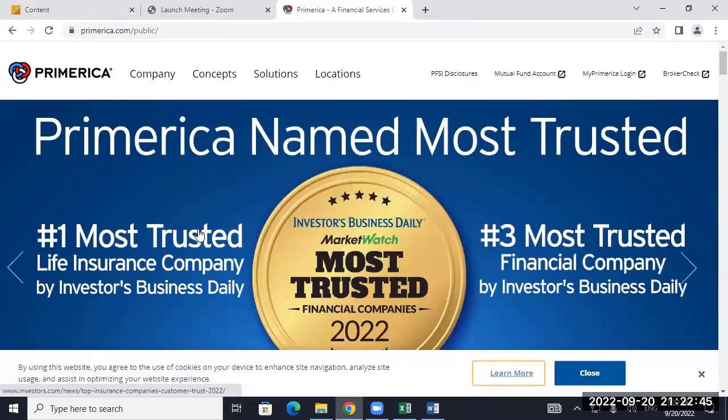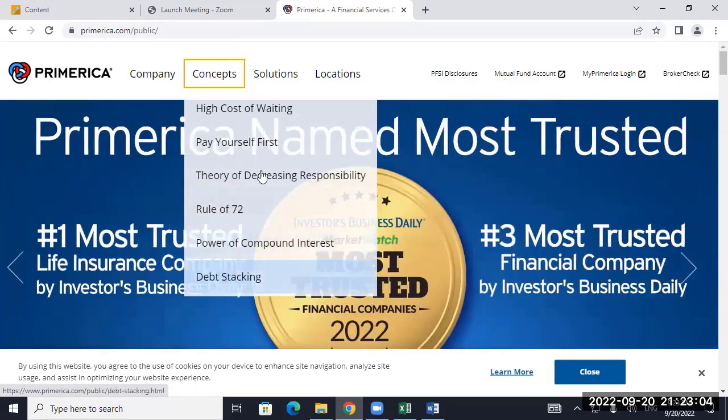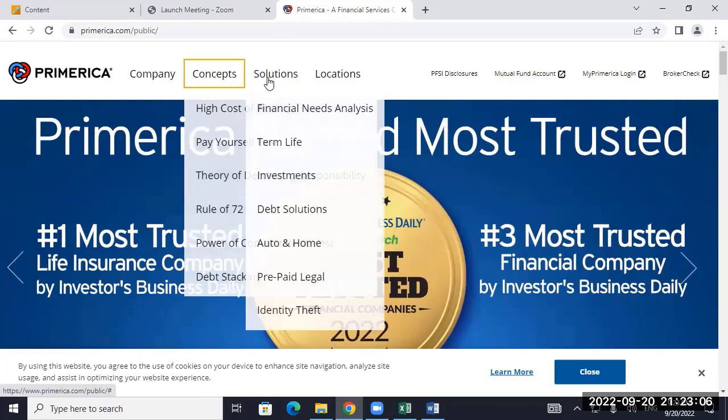What would be out there? Name most trusted by whom? That's interesting. Concepts. High cost of waiting, pay yourself first, theory decreasing responsibility, rule of 72. I don't know if they have that on the power compound, debt stacking. I don't know what they mean by that.